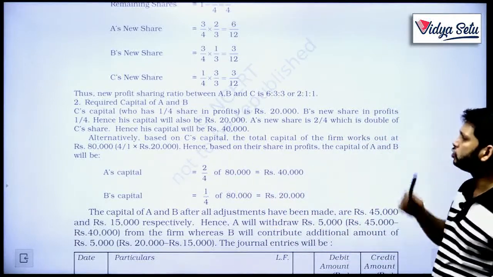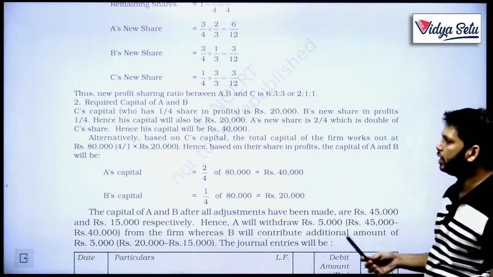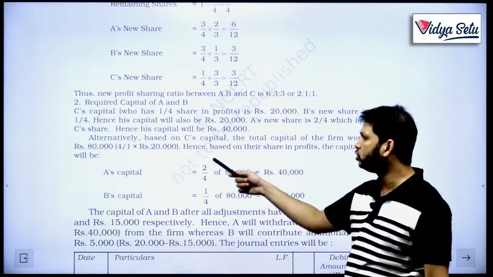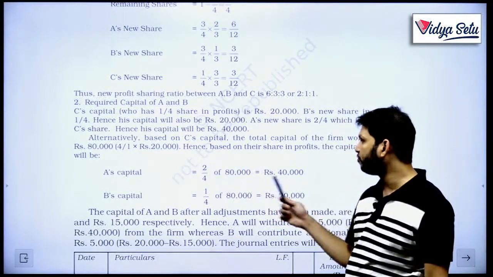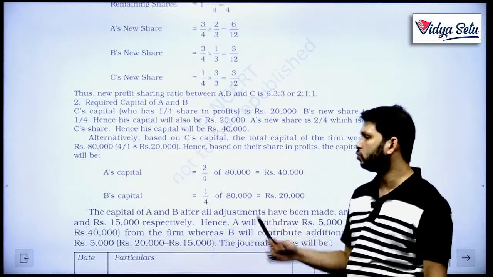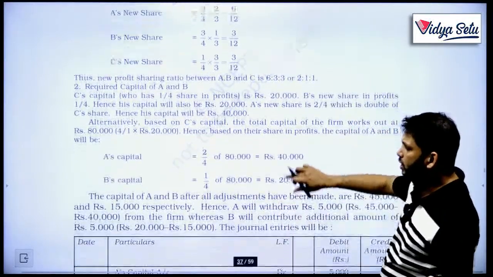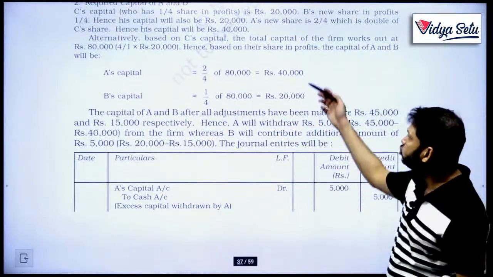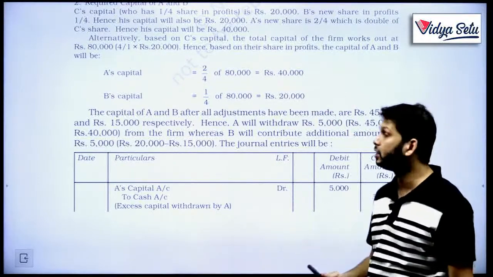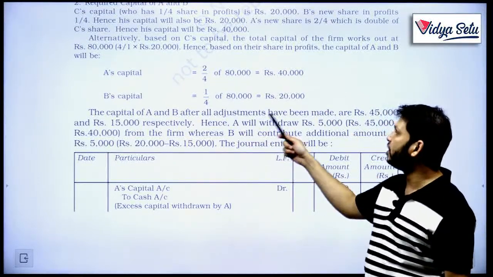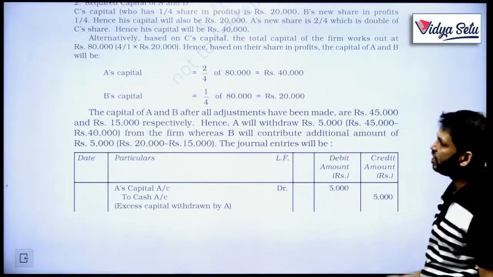Hence, based on their share in profits, the capital of A is 80,000 into 2/4, which is 40,000, and B is 80,000 into 1/4. Accordingly, the capital of A and B should be 40,000 and 20,000. Now, how much are their capitals? The capital of A and B after adjustment is 45,000 and 15,000.